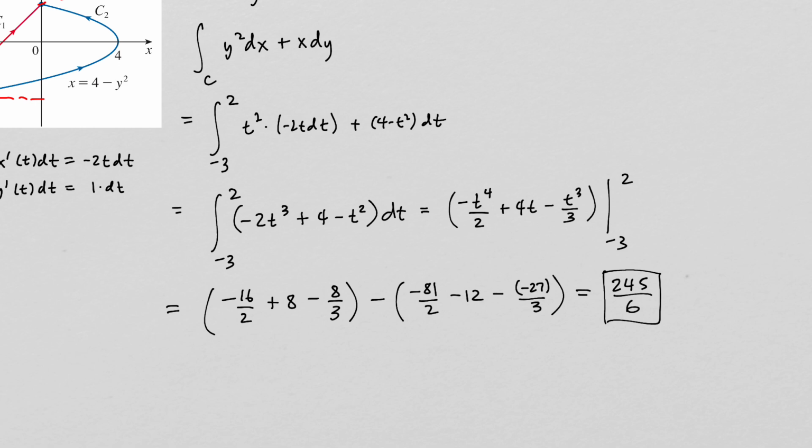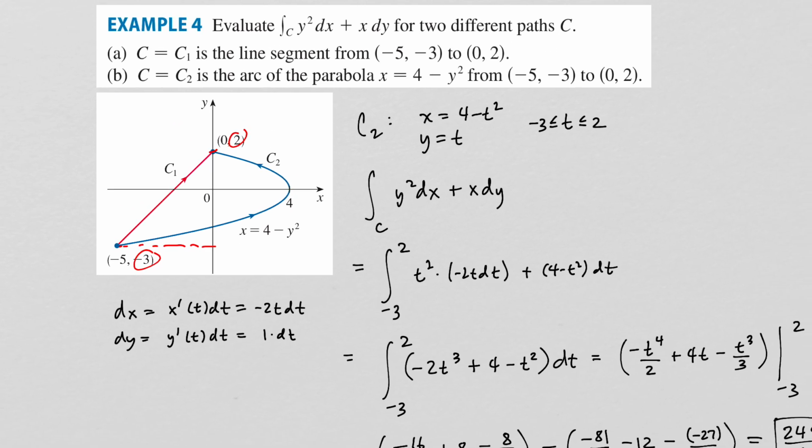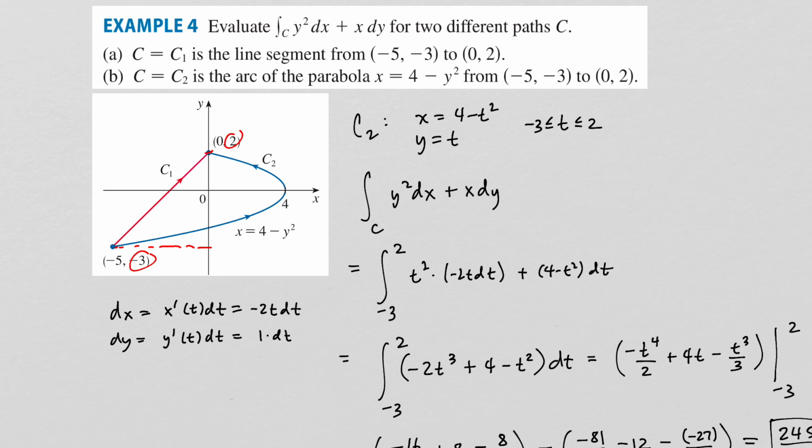So one thing to note from these two curves is that even though they have the same initial point and the same terminal point, the path that you take matters, right? At least in this example, the path that you take matters. The first answer we got was -5/6, and the second answer was 245/6. So very different results depending on the path.